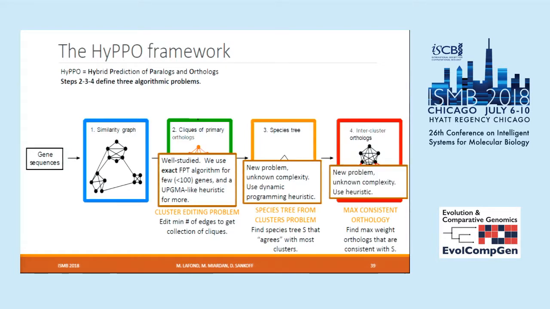And we also have this intercluster orthology problem, where here we want to find the maximum weight intercluster relationships that agree with our species tree. Again, I will not go into the details, but that's the last step that we do.